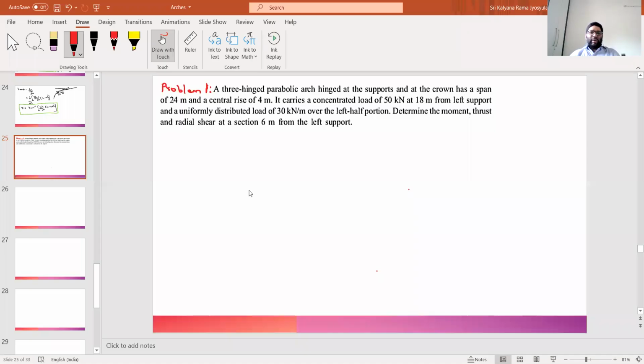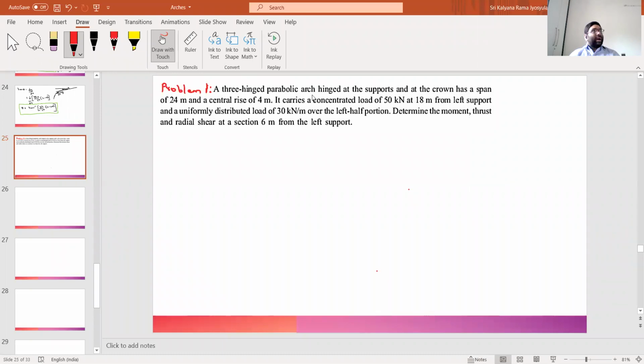So welcome back once again, all of you, for today's class on the analysis of three hinged arches. In today's class we will be seeing the problem associated with a three hinged arch. It's a parabolic arch. As we have discussed before, we also have a circular arch which we will be dealing with in the coming sessions.